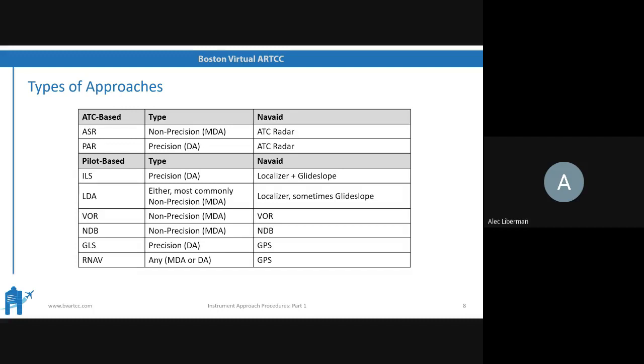GLS, I forget what the G stands for because I have never actually seen one in real life in my years of flying. That's a precision approach. It uses a GPS. And then you have an RNAV approach, which are becoming more and more common basically at every airport now. These could be either an MDA or a DA depending on what the approach is certified for and what the aircraft has on board, and that uses your GPS. A GBAS landing system is what that one is, which is yet another acronym.